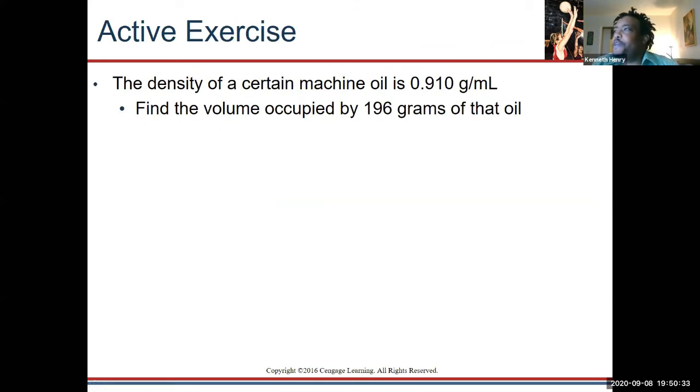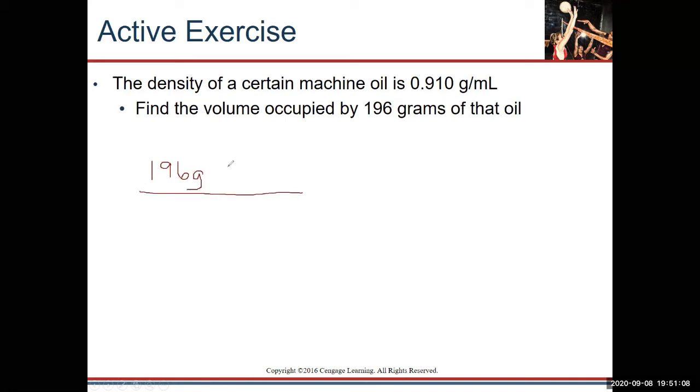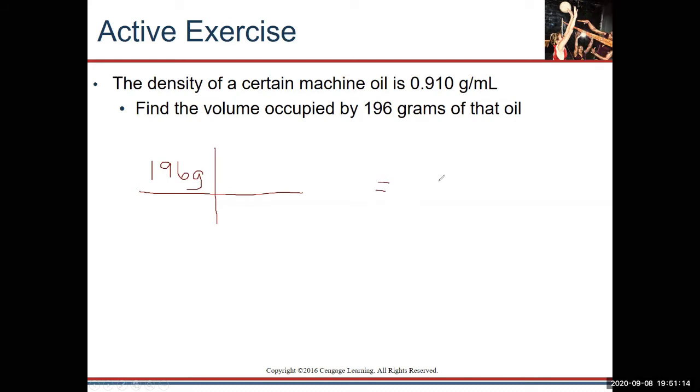Okay, so the density of a certain machine oil is 0.910 grams per milliliter. Find the volume occupied by 196 grams of that oil. Okay, what am I going to do? So it's 196 grams divided by 0.910. Wait. So I have grams and I want my final answer to be milliliters, you said? Yeah. Okay.